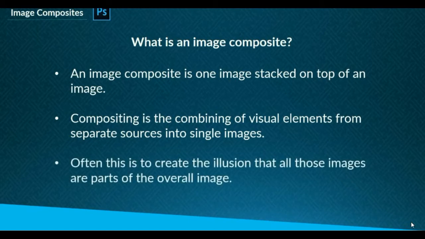Often this is to create the illusion that all those images are part of the overall image, or that they are realistically sat there. In really good photoshopped images you would not be able to tell they are part of different images. They would all seem like the original image, which is the overall goal of an image composite. Again, you can be extremely creative about it, or you can be completely realistic. There are two sides of the spectrum depending on what you're going for.